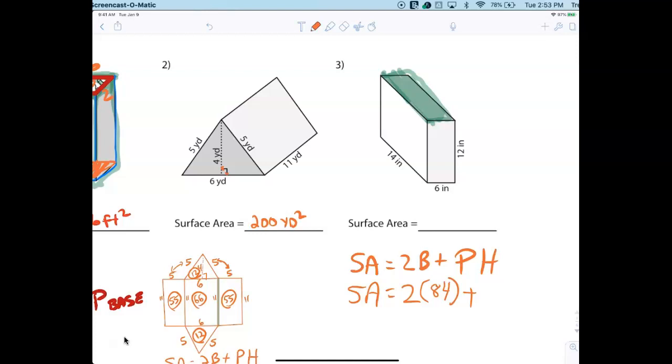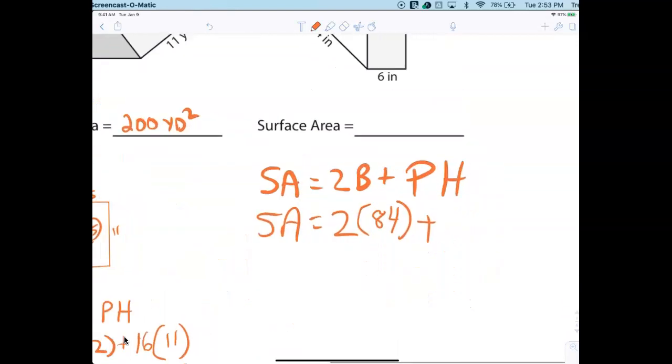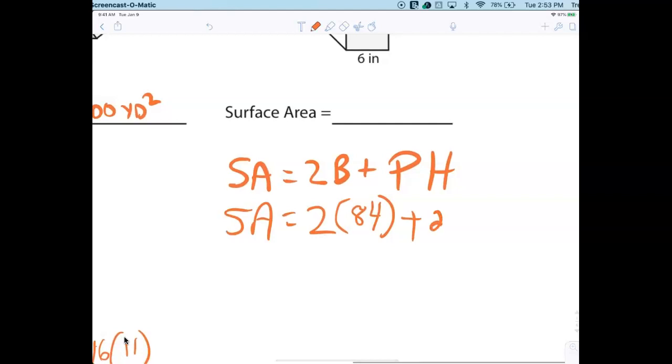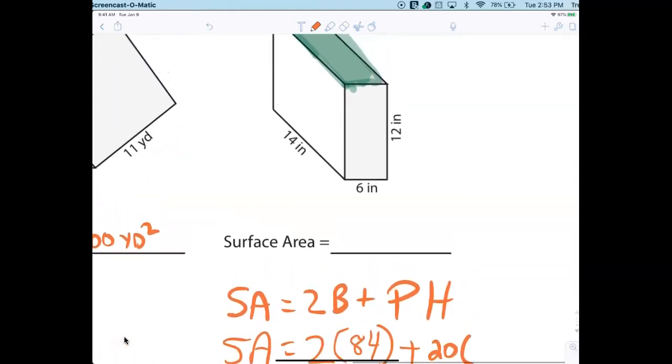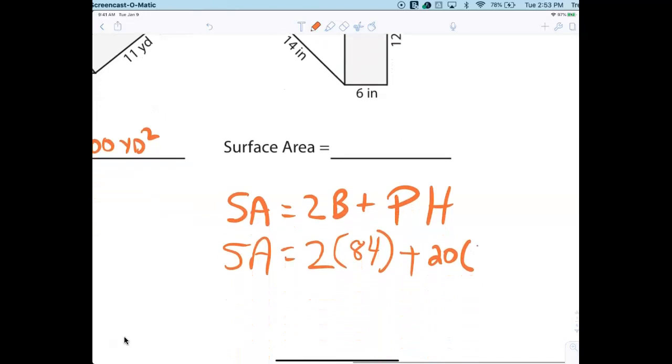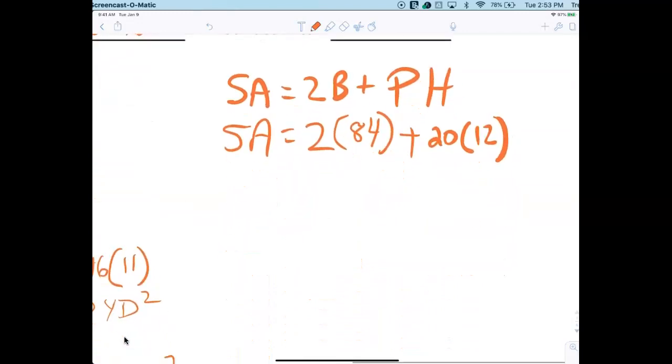It's 40. 14 plus 6 plus 14 plus 6, or you can just say 14 plus 6 is 20, times 2, because there's always 2. You with me? So the perimeter is 20, times what's the height again? The height of the prism is 12. So here we go. Surface area is equal to, calculate that, please.